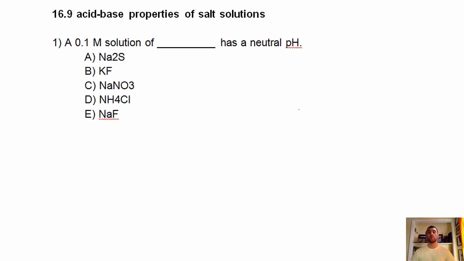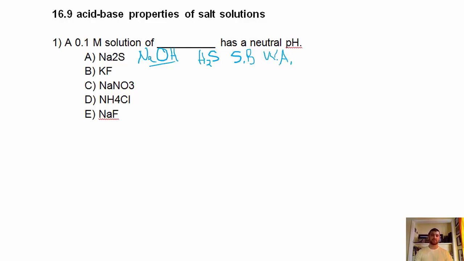If we had a 0.1 molar solution of blank, it would have a neutral pH, right? So which one of these would be true? The way you've got to do this is look at, all right, well, Na2S is going to break up into Na and S. So let's look at their acids and bases, right? Na would be like NaOH, and S would be H2S. Well, let's think about this. That is a strong base, and then a weak acid.